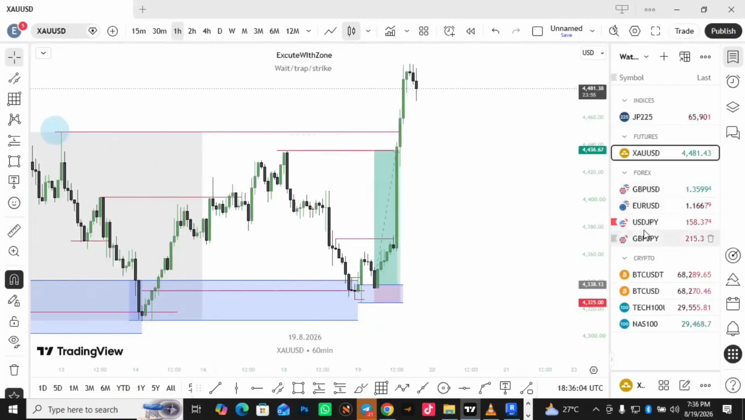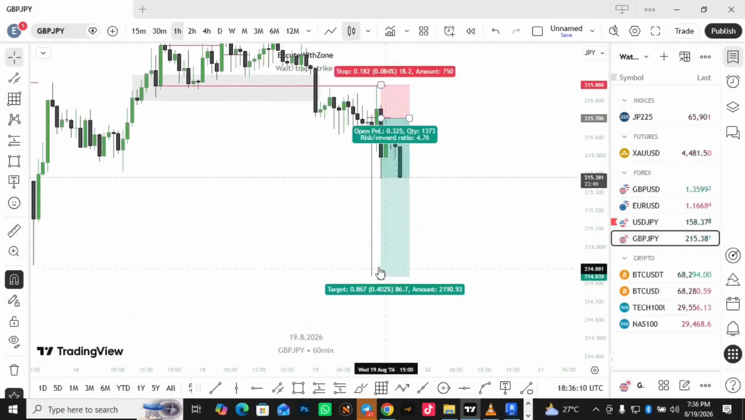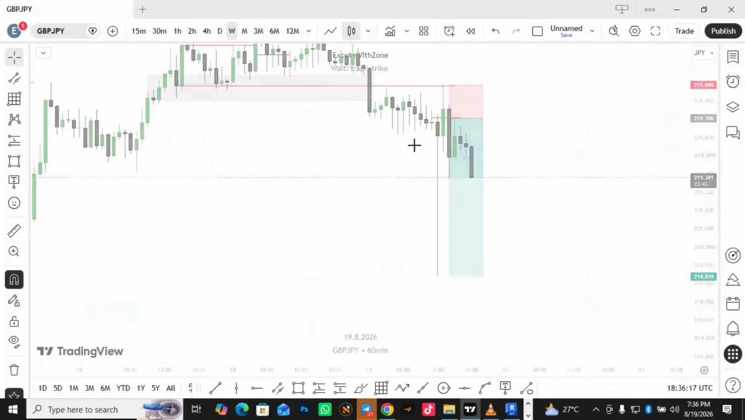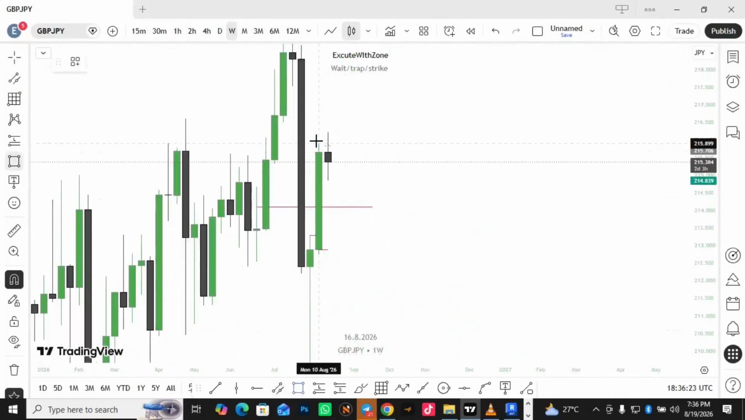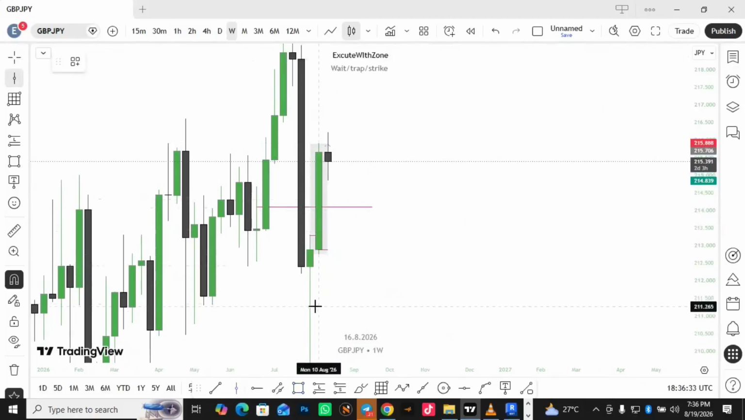So now let's go to GBPJPY also. You can see GBPJPY. I'm still on this sell and my TP is here. The same thing, the same logic, the same idea. So starting from the weekly, what I first want to do is box this on the weekly like this, and I put my vertical line at the middle.